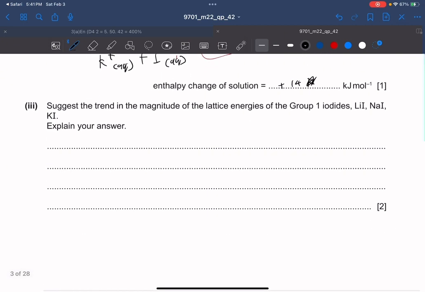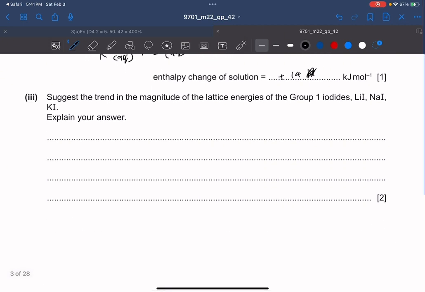Also don't forget to write the plus so that it's not ambiguous and the examiner knows exactly what you mean. So now, the trend and the magnitude of lattice energies of group 1 iodides. If we pull up the periodic table, basically what we're going to see is that the sizes here are increasing. So Li would be the smallest and, second smallest Na, KI the biggest.